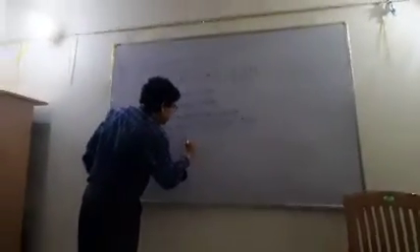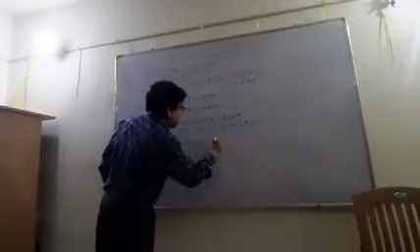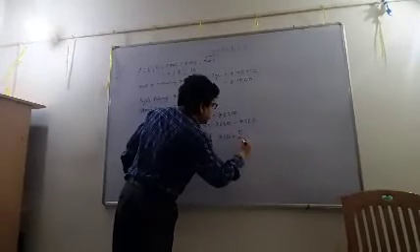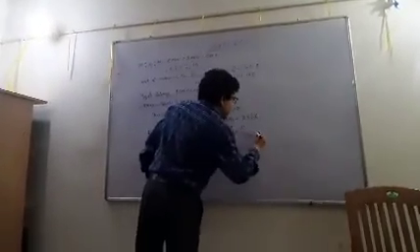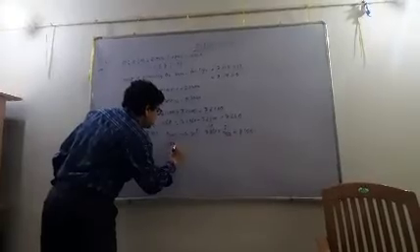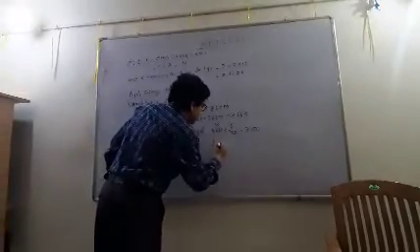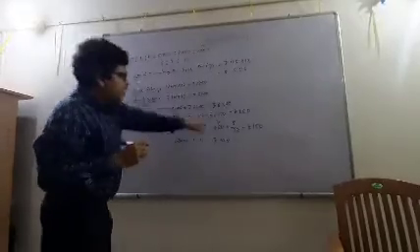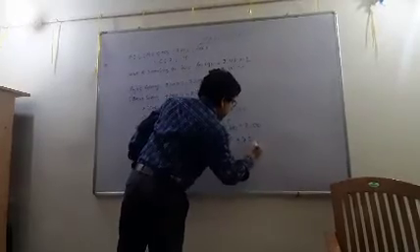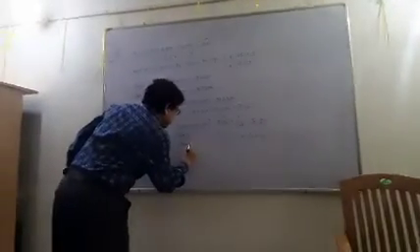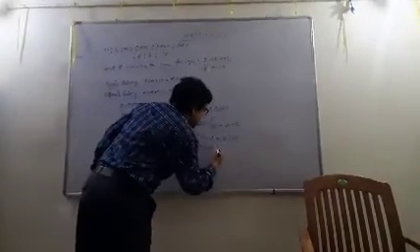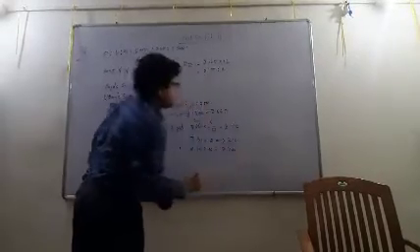So from rupees 660, Pooja will get rupees 660 into 5 by 22, that means rupees 150. Uttam will get rupees 30 into 7, that means rupees 210. And Meher will get rupees 30 into 10, that means rupees 300.